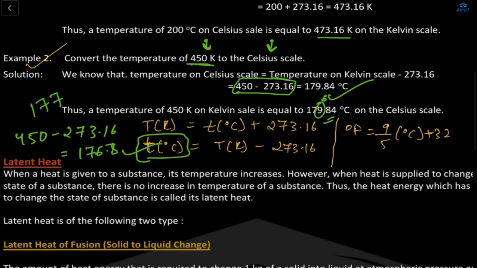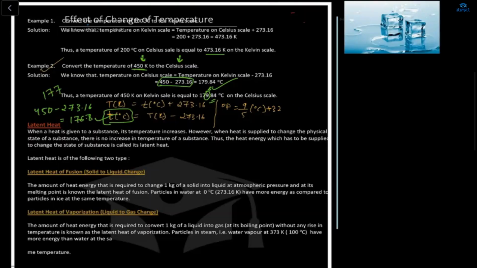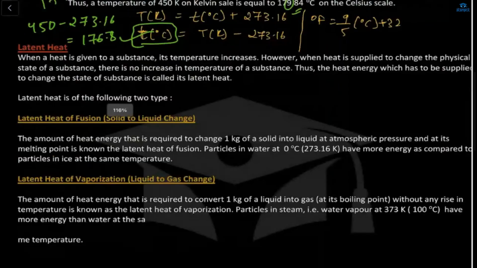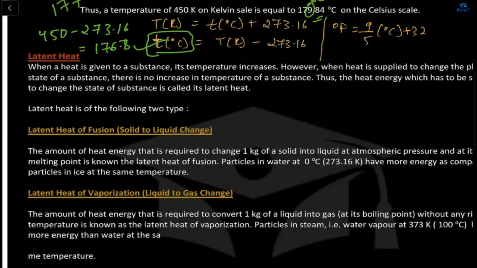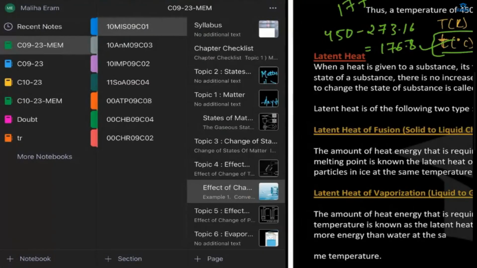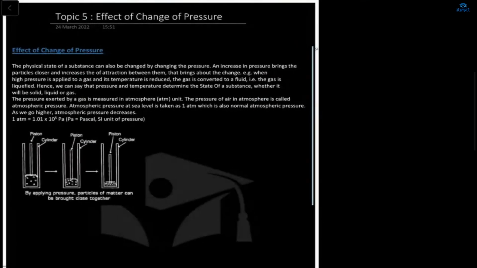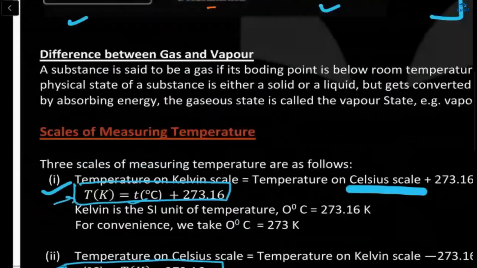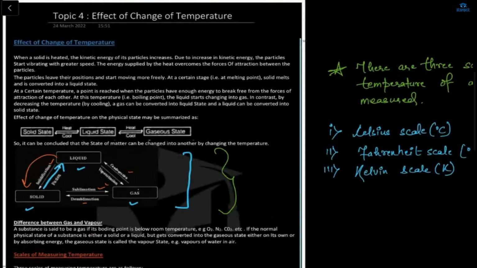Yeah, correct, 176.8. Good. So in the next class, we will talk about latent heat, because latent heat is a very big topic. And the effect of change of pressure and temperature, we have already seen. This is your effect of change of temperature.